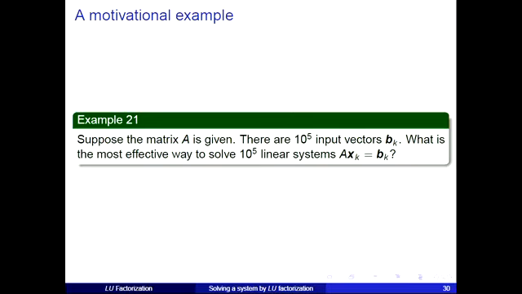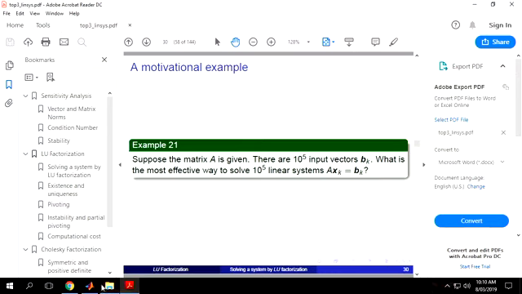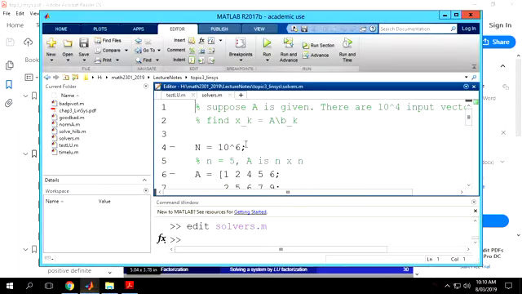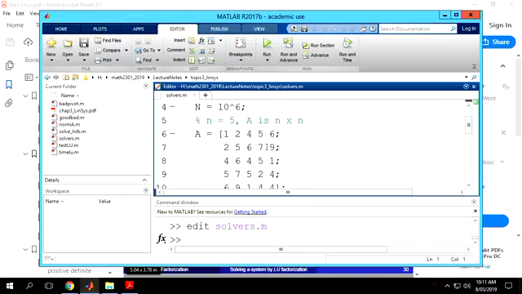Okay, so what is the effective way to do it? You can see that with a simple experiment. If I go to MATLAB, suppose I have a million inputs, so 10 to the 6 is a million inputs, and I just have one single matrix, okay?